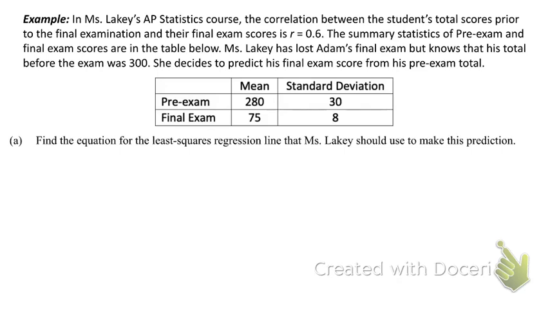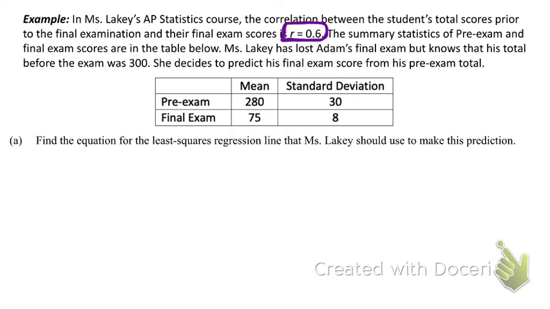Hayden's loving his life right now. In Miss Lakey's AP Statistics course, the correlation between the students' total scores prior to the final examination and their final exam scores is R equals 0.6. There's the correlation. The summary statistics of pre-exam and final exam scores are in the table below.